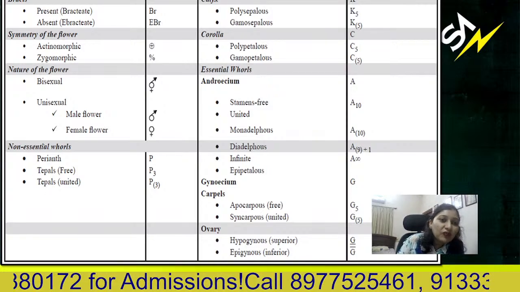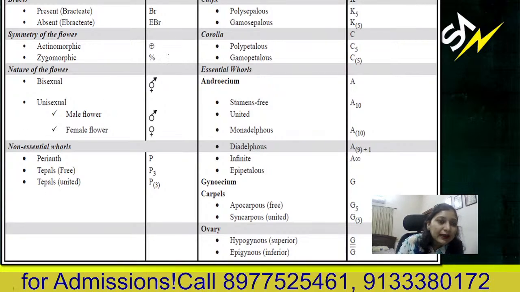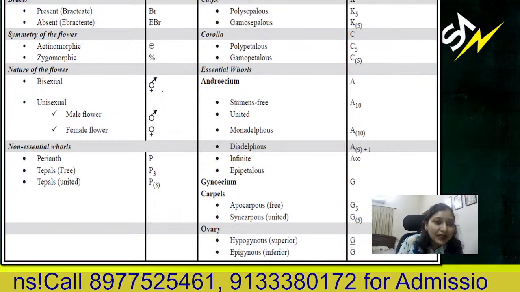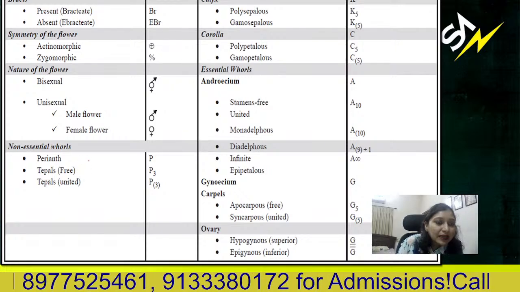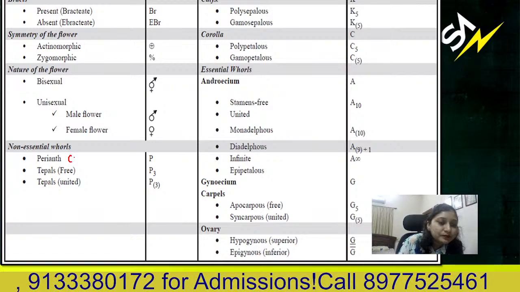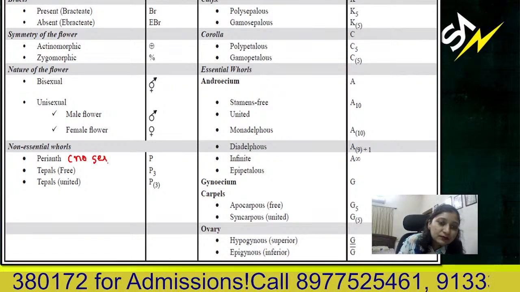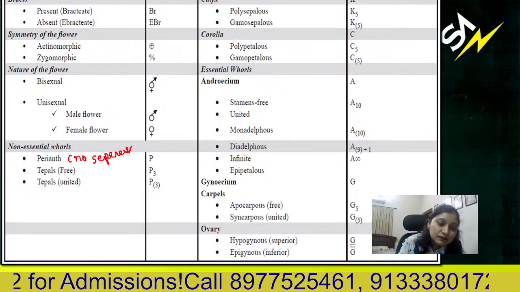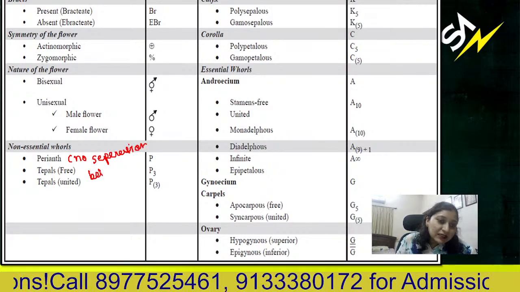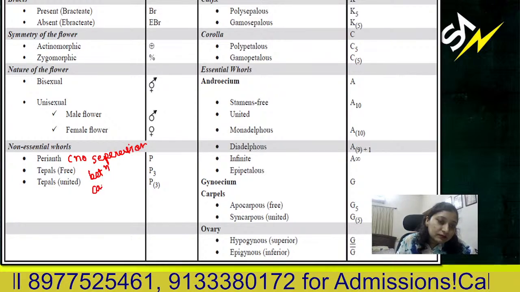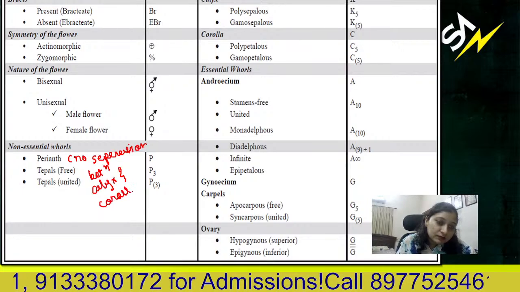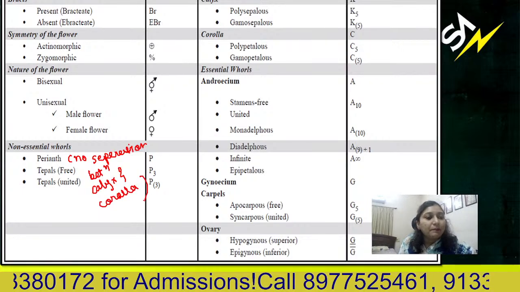For actinomorphic, we use the plus symbol. For zygomorphic, we use the division symbol. Bisexual, unisexual. Perianth: what is perianth? Perianth means no separation between calyx and corolla. In that case it is called perianth.